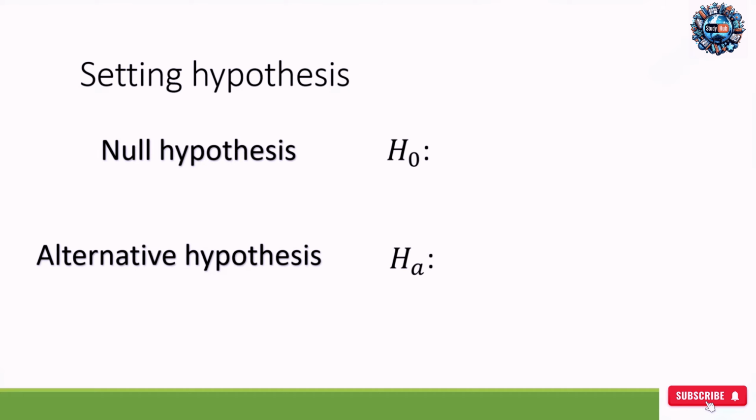Let's start with hypothesis testing. The first step is to set hypotheses. We have the null hypothesis and the alternative hypothesis. Usually, the null hypothesis is the assertion we are against. The alternative hypothesis is a conclusion we accept whenever we reject the null.